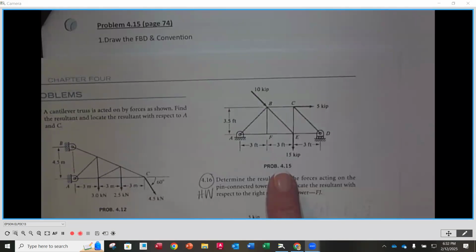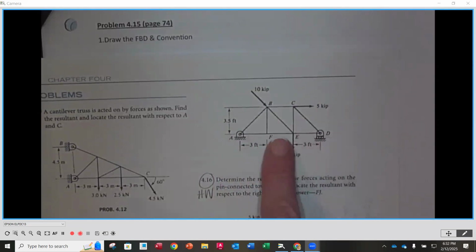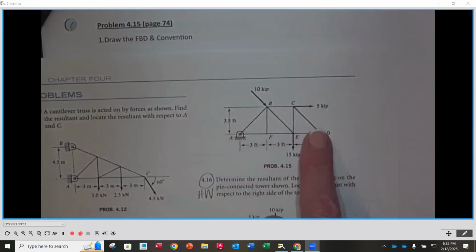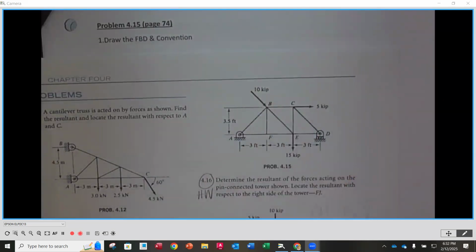So this is the illustration for problem 415. Here's A, here's D. So we are going to locate our resultant along this line right here. Now, in this case, we have to take into consideration what's going on on the truss here. So we will be drawing this out completely.